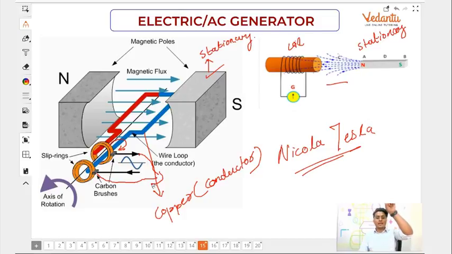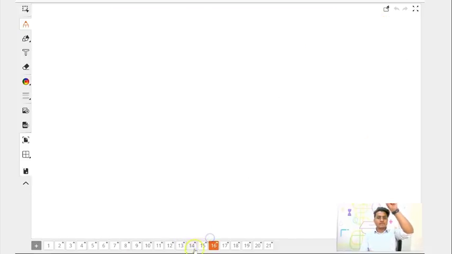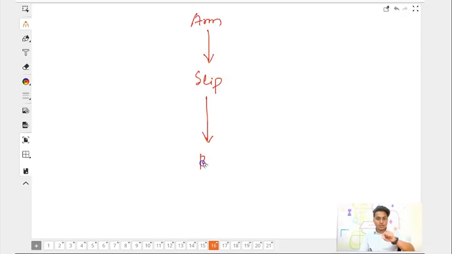Okay. So if I make a flow chart, very simply from the top for this particular electric generator, it will start from the armature coil giving electric current to the slip ring. From the slip ring it gives electric current to the brushes, and the brushes give electric current to what? The final thing, that is the external circuit.